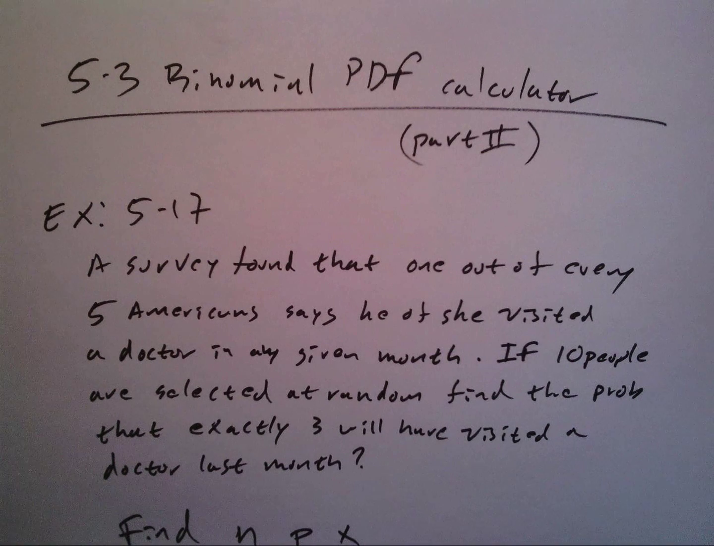Alright, this is 5-3 binomial PDF, binomial probability distribution function. We're going to use the calculator, and this is the second video. We're going to look very specifically at example 5-17.